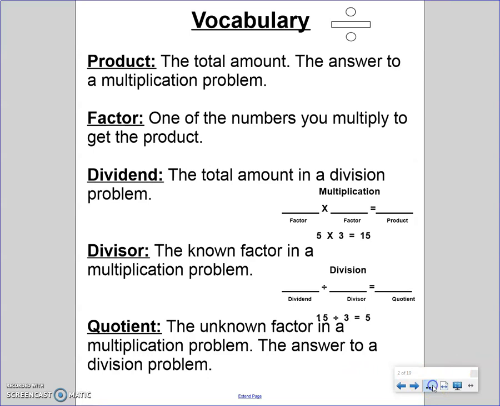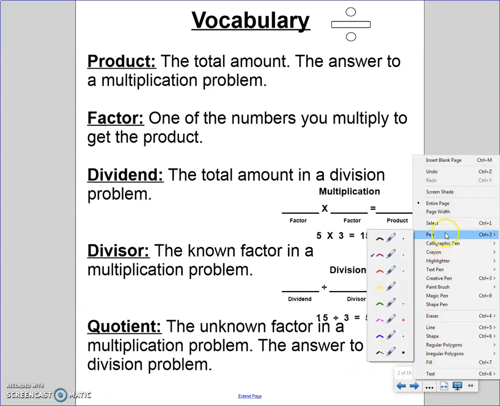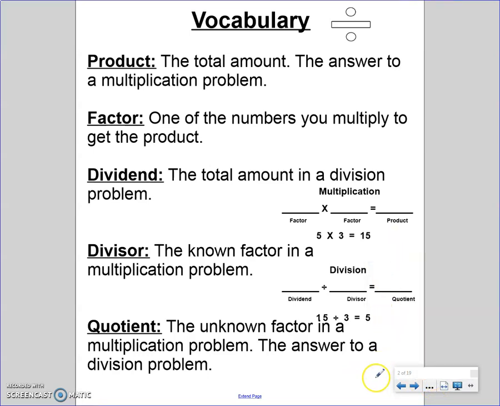So, multiplication and division are inverse operations. They're operations that undo each other. Any multiplication equation can be thought about as a division equation, and any division equation could be thought about as a multiplication equation. So, for example, if we know that 5 times 3 equals 15, 5 and 3 are factors. They're the numbers we're multiplying, and 15 is the product. It's the total amount, or the answer.